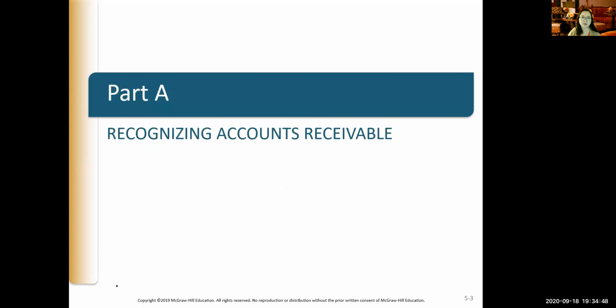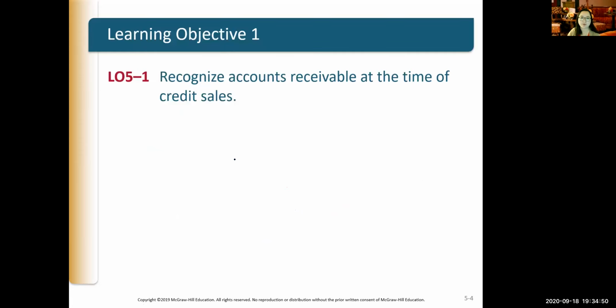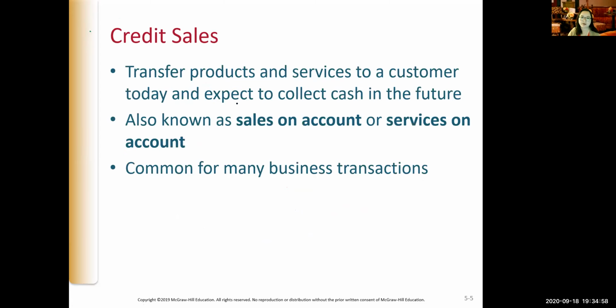Let's see. So, recognizing accounts receivable. Basically, we want to recognize the accounts receivable at the time we make the sale. So when the company transfers products and services to the customer today, and the customer hasn't paid the company yet, hence the company expects to collect cash in the future. If the essence of the transaction is like this, then that means we made a credit sale. We also call it a sale on account or service on account.